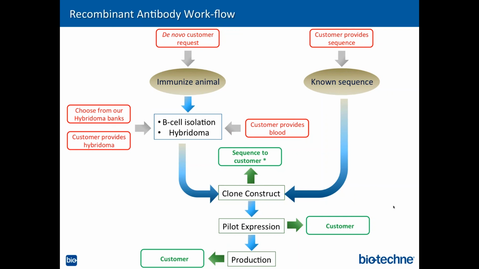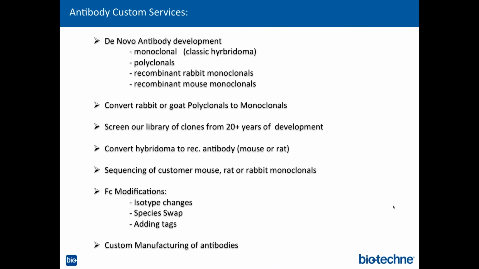So in short, we're now offering everything from de novo antibody development from standard classic hybridomas all the way to our recombinant rabbit, mouse, rat monoclonal lines. I hope I've shown enough data to convince you we can convert goat polyclonals to monoclonals. We can do a lot of FC modifications. We can do isotype changes. We've done species swap, which I haven't shown you data for today. We can add tags. Again, we have a lot more data on that. We had to be a little bit more selective on what we're showing today, or it would get too long. And we can do a lot of custom work using all our tools in-house.